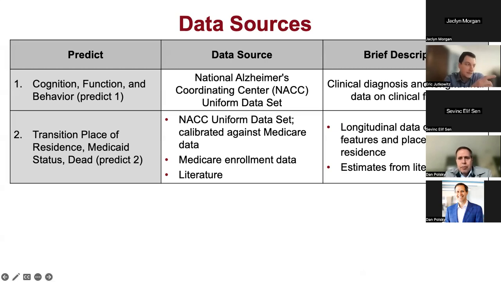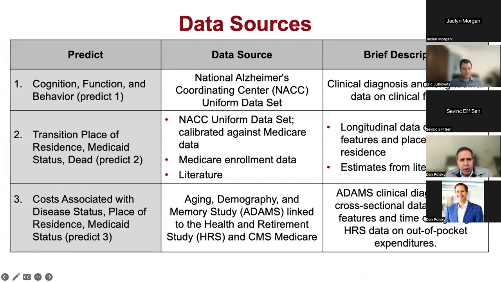So when I first did this model, we used the NAC data. He did a great job updating the model to calibrate against Medicare data. We're going to use Medicare enrollment data to determine transitions to Medicaid. And then mortality is going to come from the literature.